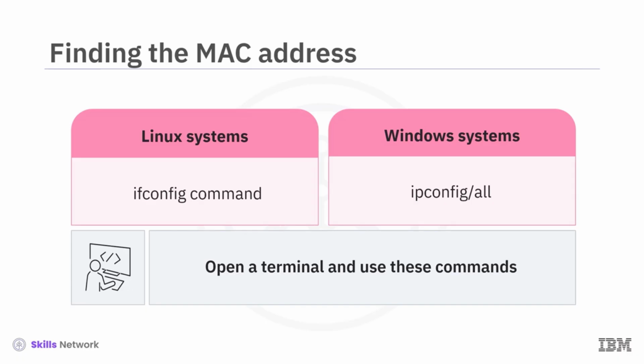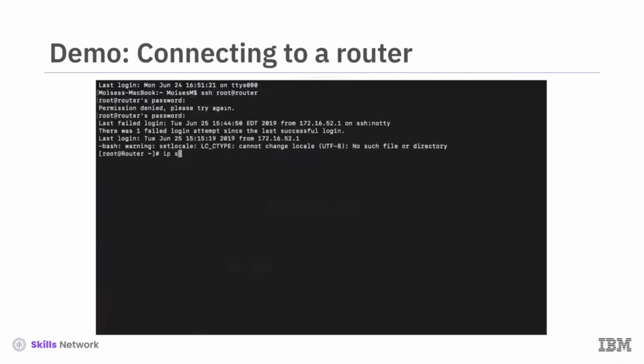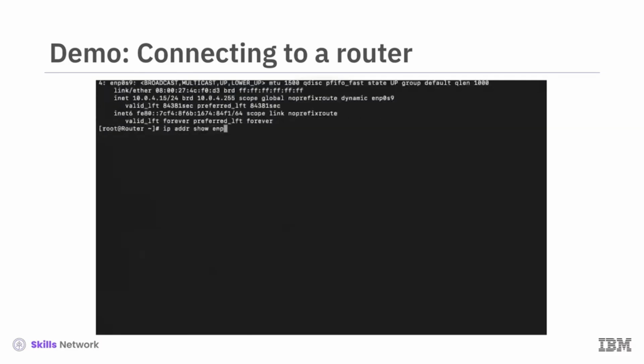Let's discuss the step-by-step process of connecting to a router and discuss the details of network interfaces and MAC addresses. In this example, we'll use a secure shell, or SSH, to connect to the router. Enter the password to view the information for all the interfaces. Remember, each individual network interface has its own address, regardless of the number of network interfaces in a single device.